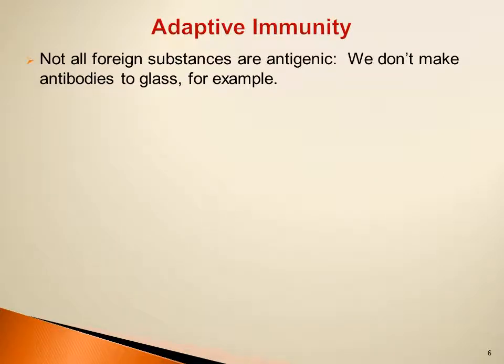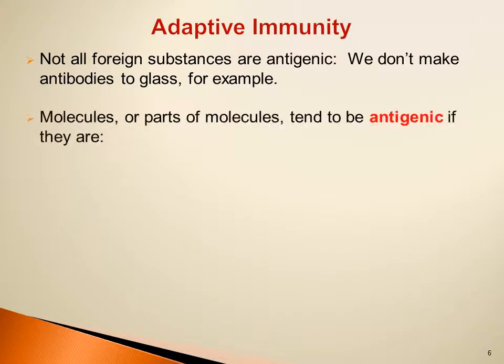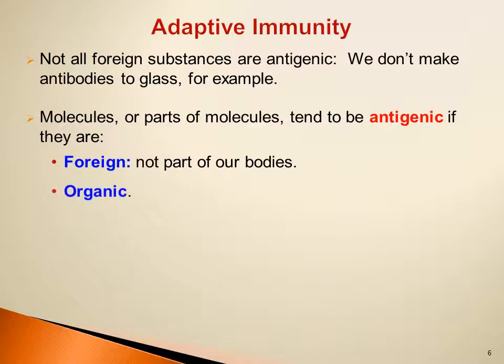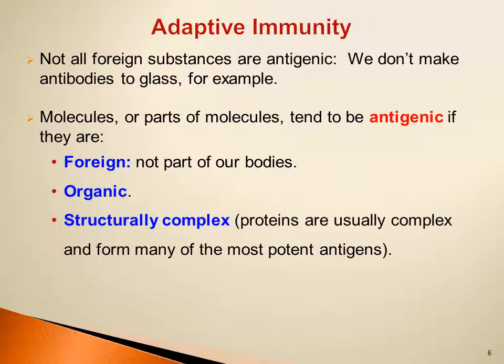Not all foreign substances are antigenic. For example, our body will not develop antibodies against glass. Molecules or parts of molecules tend to be antigenic if they are foreign, not part of our bodies, organic molecules that are structurally complex. Proteins are usually complex and form many of the most potent antigens, and large. So the higher the molecular weight, then it will be more antigenic.